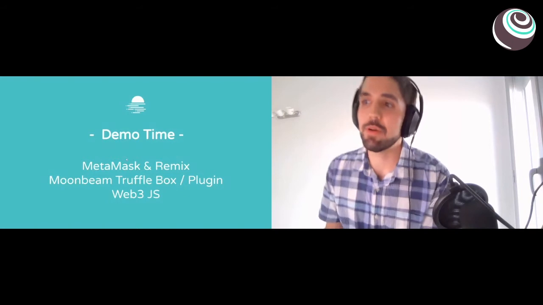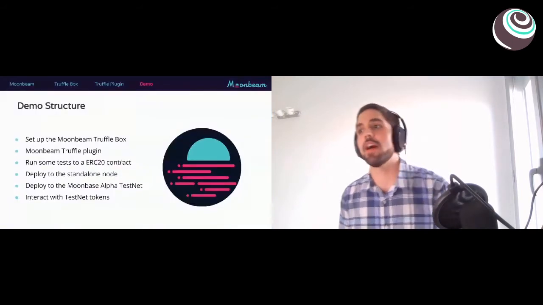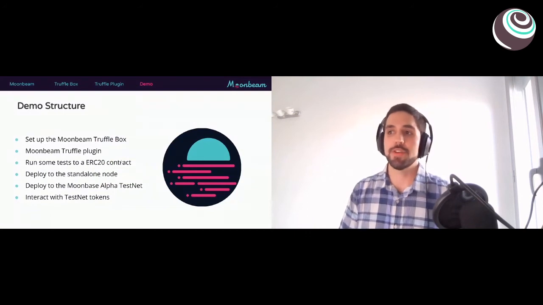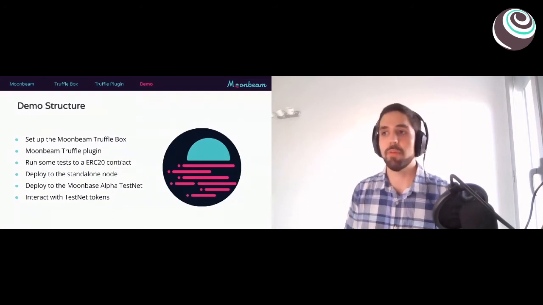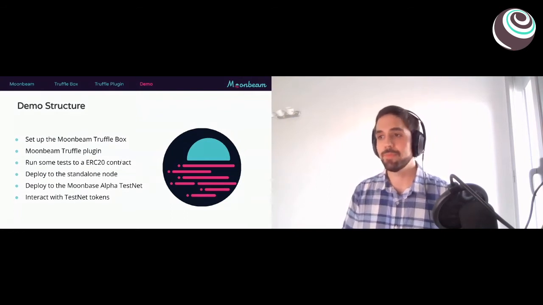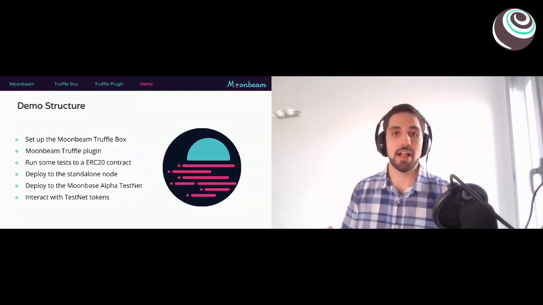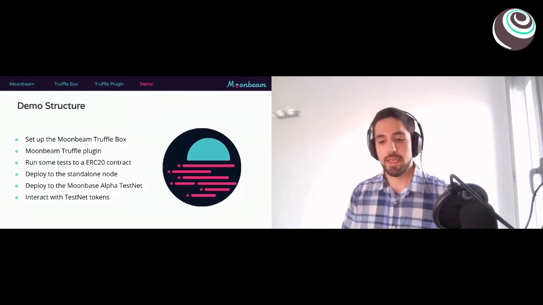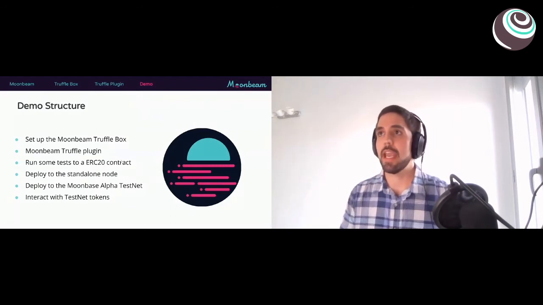So the demo structure, more or less, is that we're gonna start with the Truffle box. I'm gonna show you how you can get started. Also, how to go with the Moonbeam Truffle plugin. We're gonna run some tests on the ERC20 smart contract that is included. We're going to also deploy that contract to the standalone node and to the Moonbase Alpha testnet and interact with the testnet tokens, right?